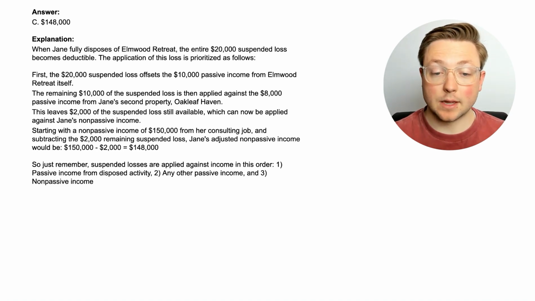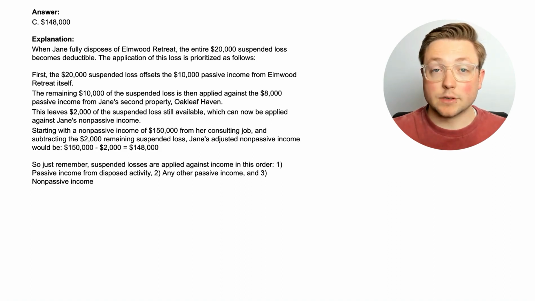Then the remaining $10,000 of the suspended loss is applied against the $8,000 of passive income from Jane's second property, Oakleaf Haven. Finally, this leaves $2,000 of the suspended loss that's still available, which can now be applied against Jane's non-passive income. So we take that $150,000 of non-passive income, subtract the remaining $2,000 of loss, and that gives you $148,000.